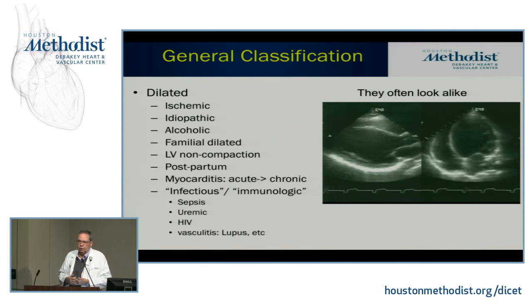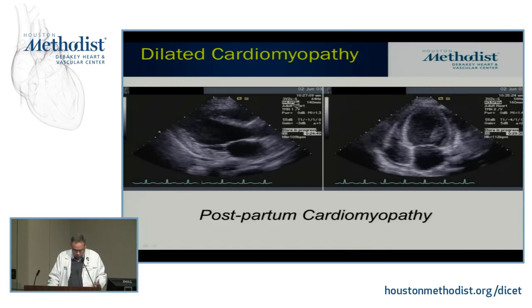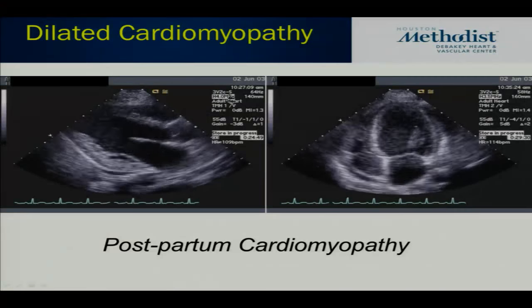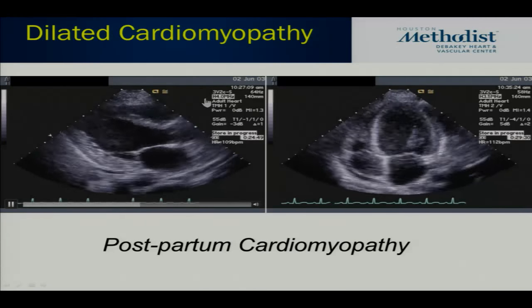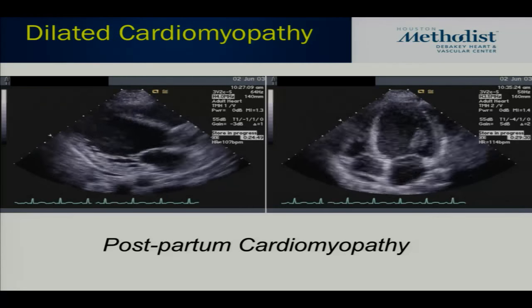So the echo tells us there's something wrong with the heart, but then you need a lot more. You need histories, you need some labs, and not uncommonly, we also rely on cardiac MRI to help guide us. So look at this, a big heart that doesn't look good. It's a young lady who has a postpartum cardiomyopathy. And the only reason you know it's postpartum is because she is postpartum.